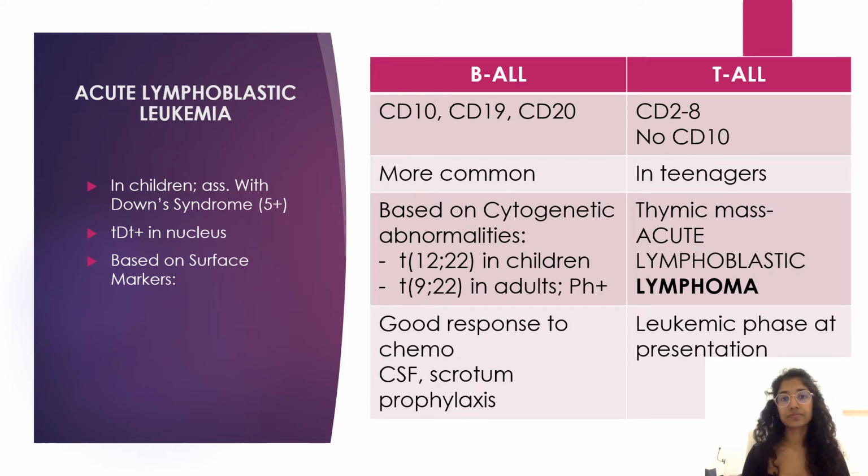In the case of T-ALL, on the other hand, it is more common in teenagers, and it mostly can present as a thymic mass. And as a result of it being present not in the blood, but instead as a solid structure, as a mass, it can be considered a lymphoma. So in the case of T-ALL presenting as a thymic mass, it is known as acute lymphoblastic lymphoma. This generally has bone marrow involvement at the time of presentation, so it is considered the leukemic phase. So T-ALL, teenagers, thymic mass, and it is known as acute lymphoblastic lymphoma in this case.